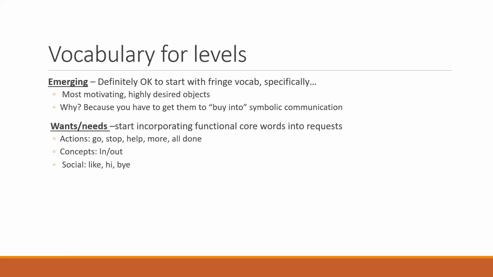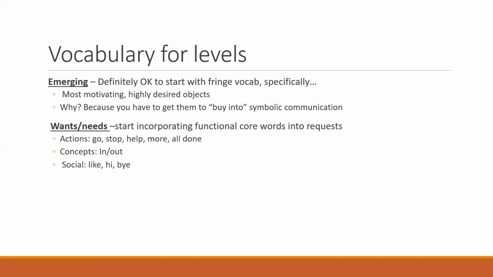Okay, so when we're thinking about vocabulary for the different levels, start with emerging. Here, it's definitely okay to start with fringe vocabulary. So you might think that you would use goldfish cracker or Oreo, kind of the favorite snacks, and they're very motivating, highly desired objects. Why? Because we have to get these users to buy into symbolic communication.